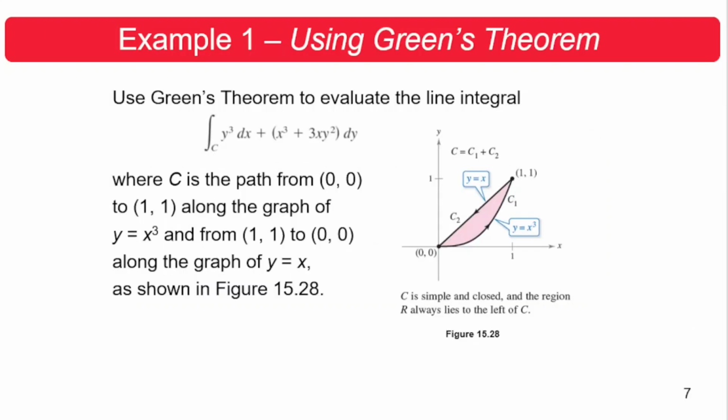Okay, as an example, let us use Green's theorem to evaluate the line integral of y cubed dx plus x cubed plus 3xy squared dy, where C here is the path from 0, 0 to 1, 1 along the graph of y equals x cubed, and from 1, 1 to 0, 0 along the curve y equals x.